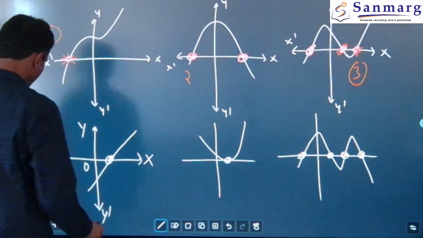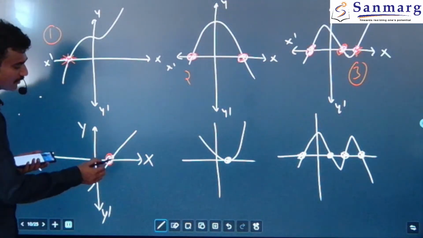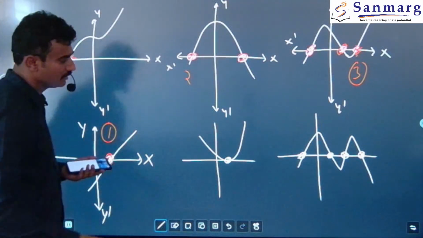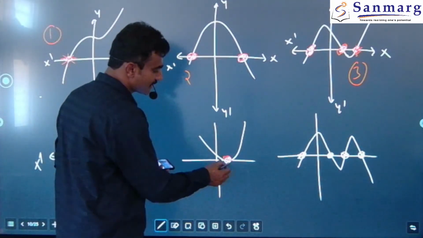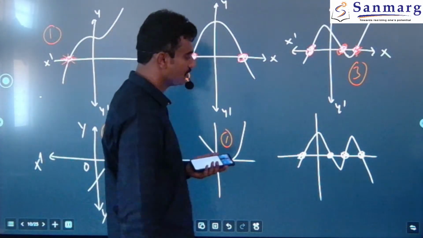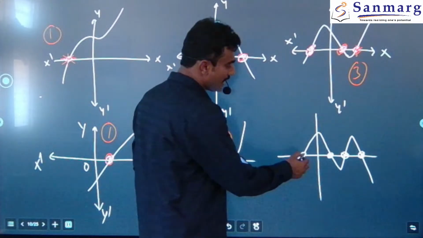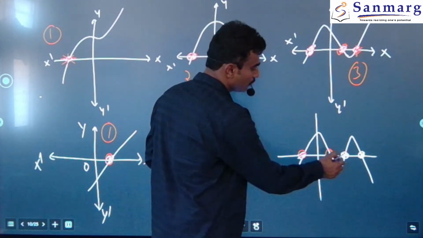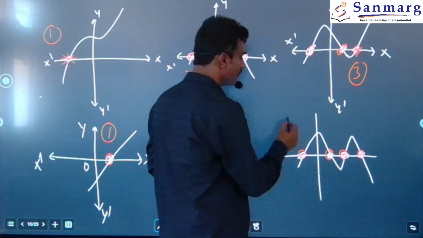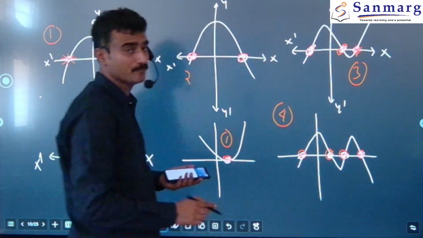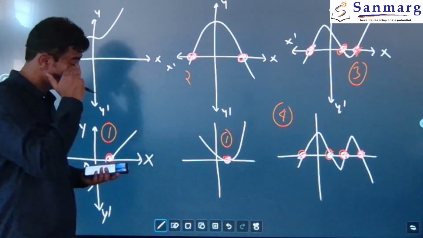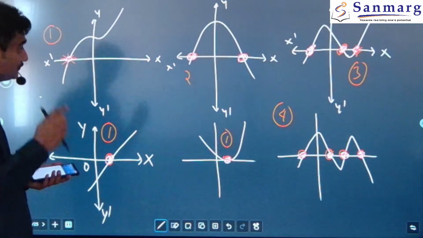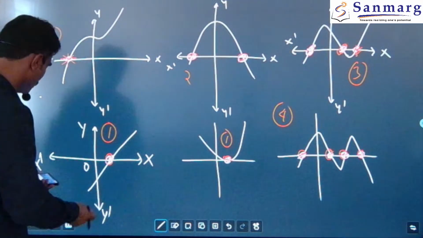The next graph is touching the x-axis at just 1 point, so the number of zeros is 1. And the next graph is also touching the x-axis at just 1 point, therefore the number of zeros is 1. And the last graph is touching the x-axis at 4 points, 1, 2, 3 and 4. Therefore, the number of zeros is 4. Okay, hope you are all understanding.